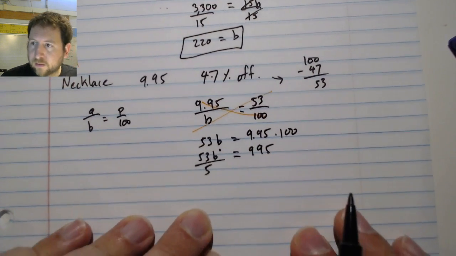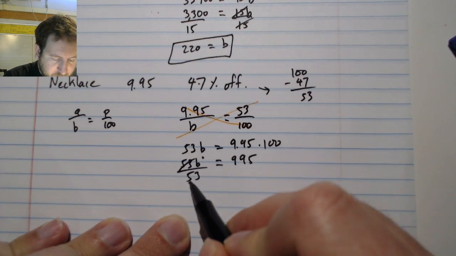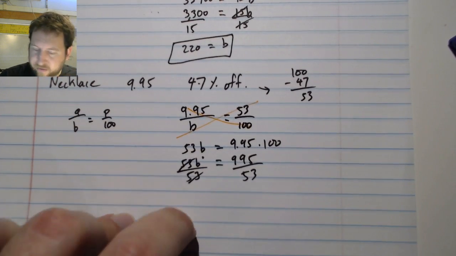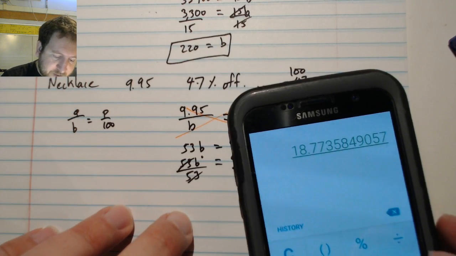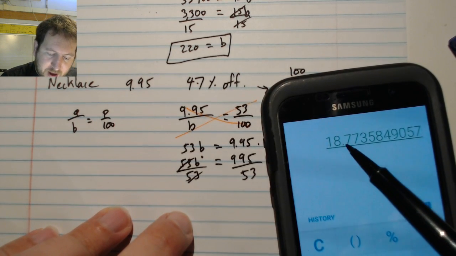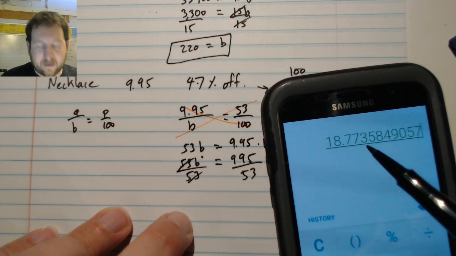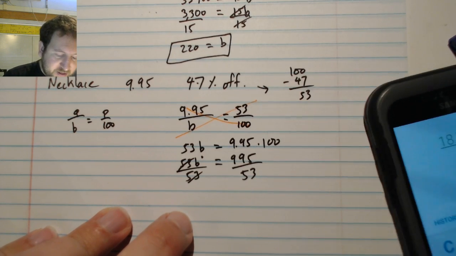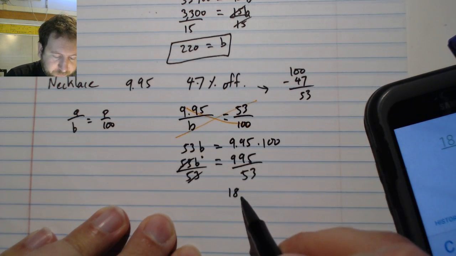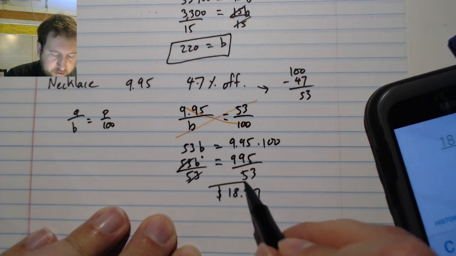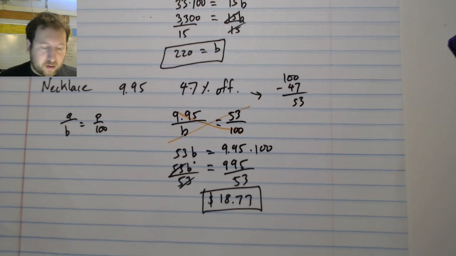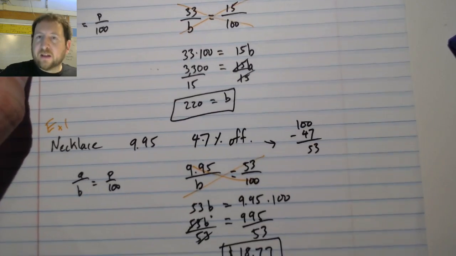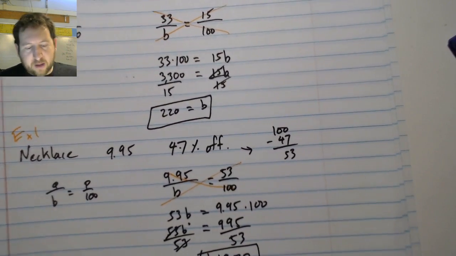I'm going to divide, oops, can you see me? Okay, 53, gone, and divided by 53. Let's take a look at 995 divided by 53. It's going to be about, if I'm doing money here, I'm going to estimate to 2 decimal points, because that's typically how far it goes. $18.77 was the original price of the necklace that we were looking at. If you feel like you get this and you see how to do it, go ahead and go on. I'm going to do 2 more examples.